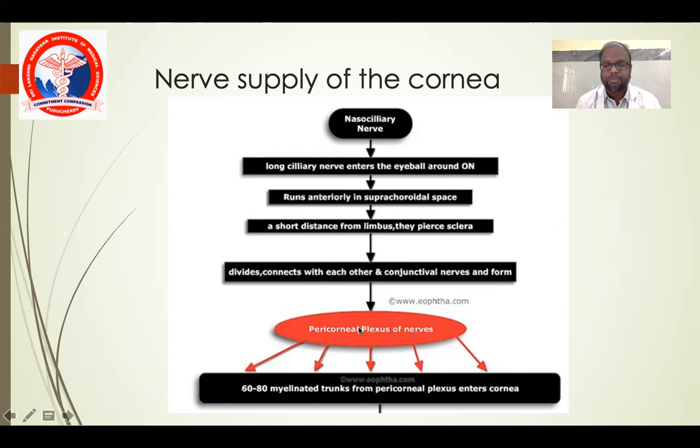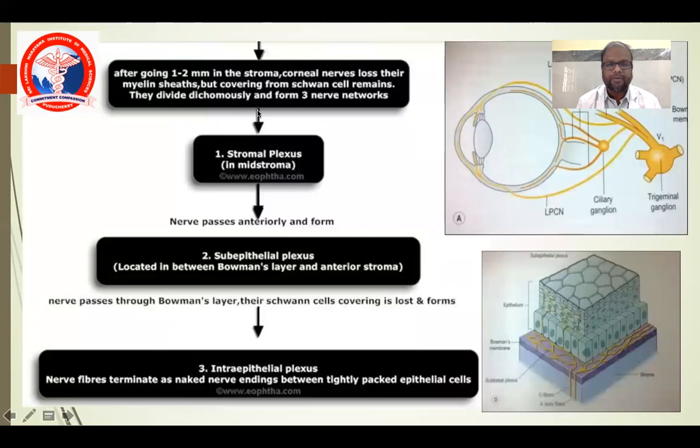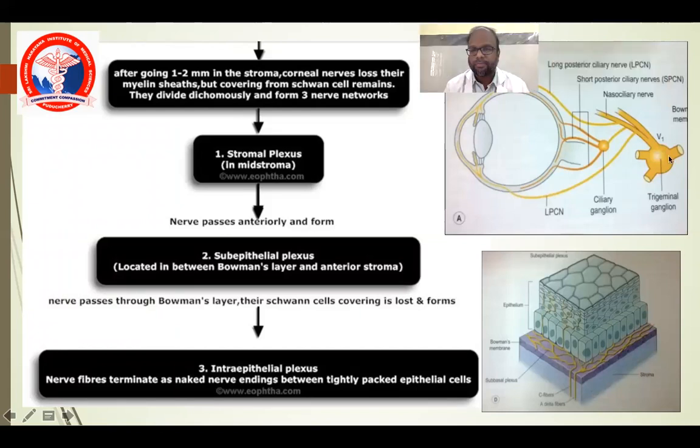It is up to this pericorneal nerve plexus that the myelination is present. That is, 60 to 80 myelinated trunks from the pericorneal plexus enter into the cornea after going for 1 to 2 mm. Can you see this diagram? This is from the trigeminal ganglion, the nasociliary nerve, the long and short posterior ciliary nerves. They enter, divide, and form the pericorneal plexus.